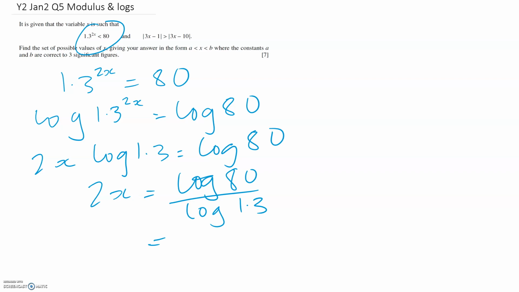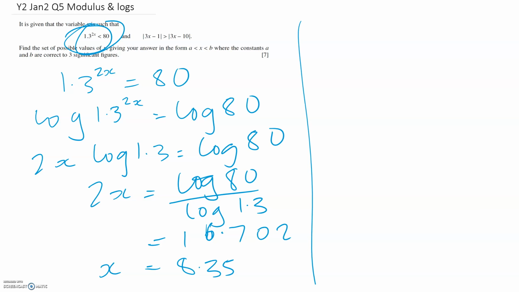Type that into your calculator. It doesn't matter which base you use. I use base 10. That gives 16.702, and then divide by 2. That's going to give us 8.35. Okay, so that's the point where 1.3 to the 2x meets the line y equals 80.